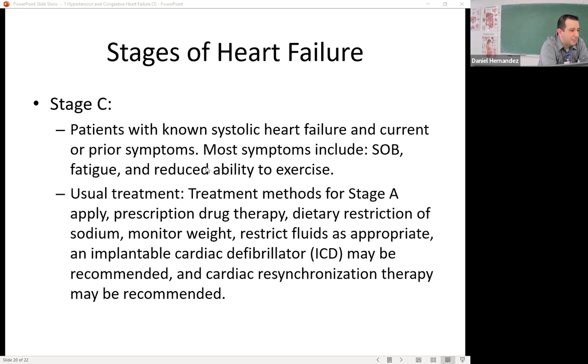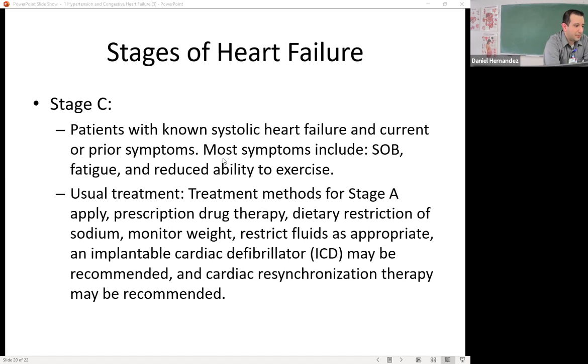Stage C, these are patients that we know have known systolic heart failure, or current or prior symptoms. So these are the patients that are symptomatic now. In stage C, we know they have heart failure, we know they have heart disease, and now they're starting to exhibit symptoms: shortness of breath, fatigue, reduced exercise tolerance. These patients are sicker now. Their quality of life is being affected.